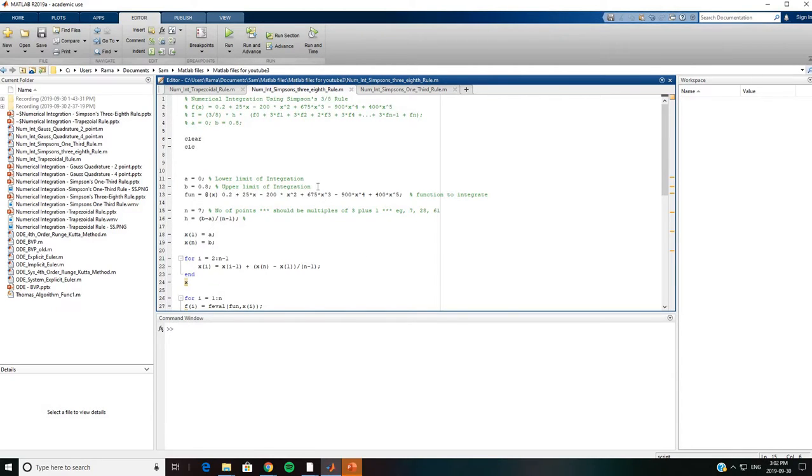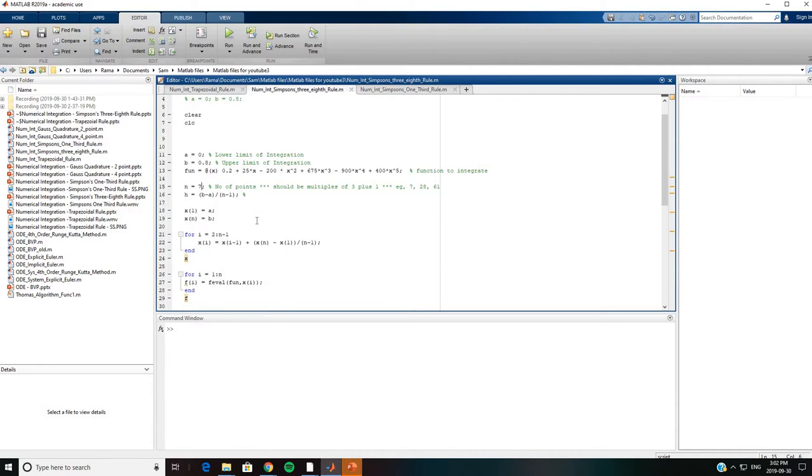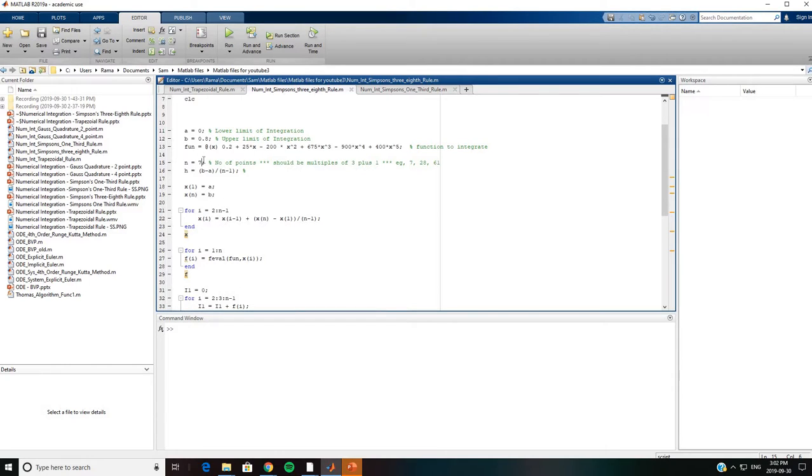So this is the Matlab code for Simpsons 3/8 rule. The function f of x is given here, and the general formula for the Simpsons 3/8 rule is given as I equals 3/8 times h times f naught and so on. The limits are a equals 0 and b equals 0.8. We'll initially consider the number of points n equals 7. The number of segments has to be a multiple of 3, so the number of points has to be a multiple of 3 plus 1.